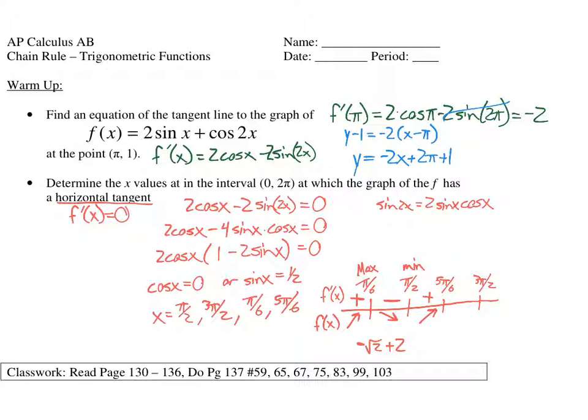Then we have between 5 pi over 6 and 3 pi over 2. So we could actually do pi there. 2 times the cosine of pi is going to be a negative 2. Minus 2 times the sine of 2 pi. Sine of 2 pi is 0, so it's just negative 2 minus 0, which is negative. So there it's decreasing again, which means we had a max at 5 pi over 6.